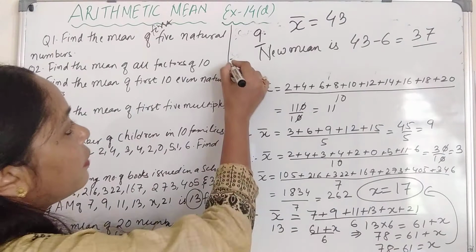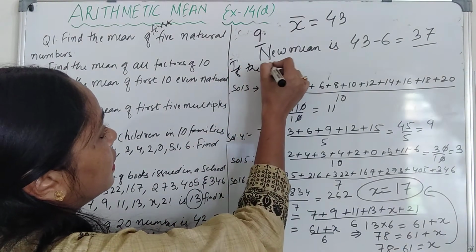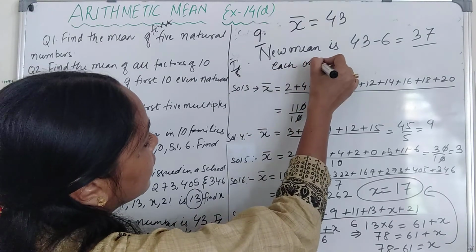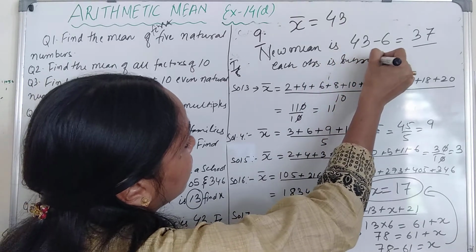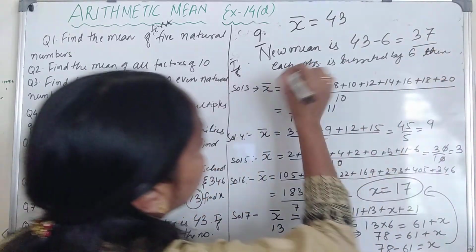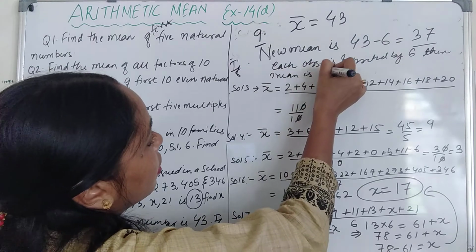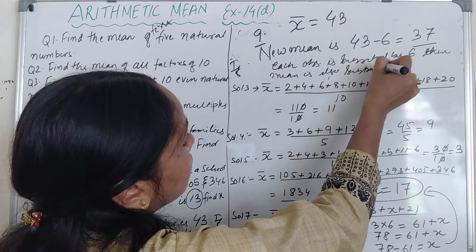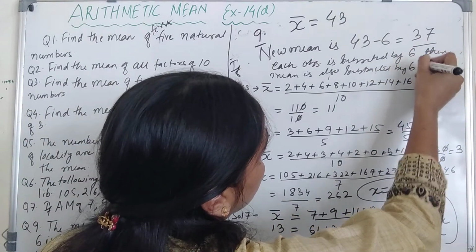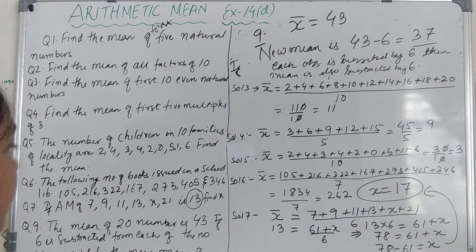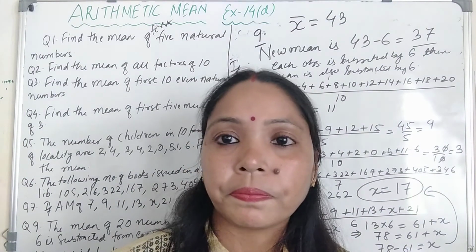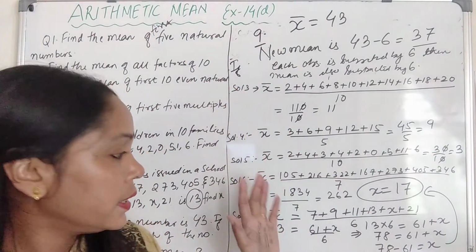So what will we write? If each observation is subtracted by 6, then the mean is also subtracted, or decreased, by 6. I hope all this is clear to you.